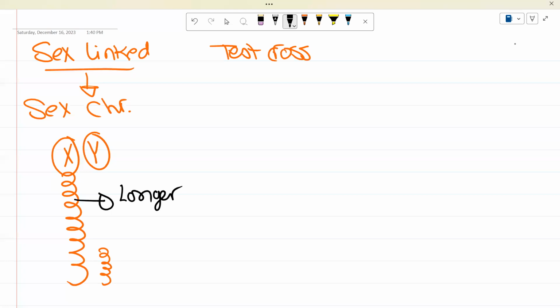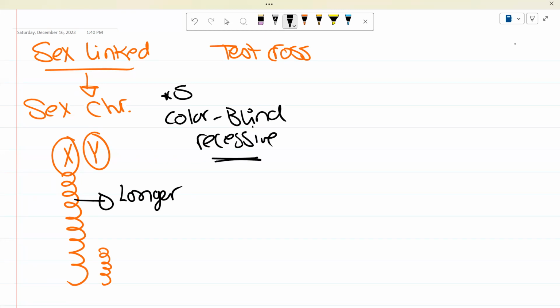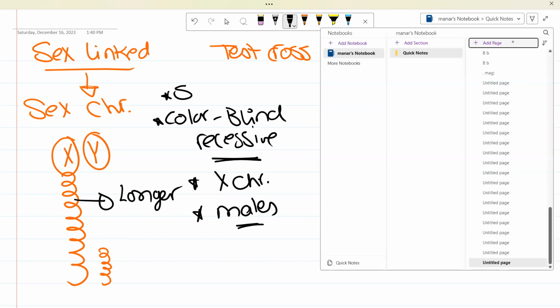Now, you should know two diseases, or one, that usually comes in your exams. Color blindness. This is a sex-linked disease, and it is recessive. Okay? This is always found on the X chromosome. And because of that, it is always more common in males. Now let's revise why it is usually common in males.